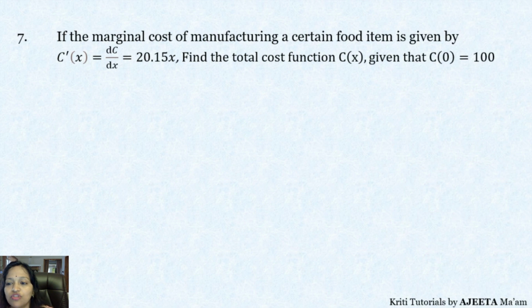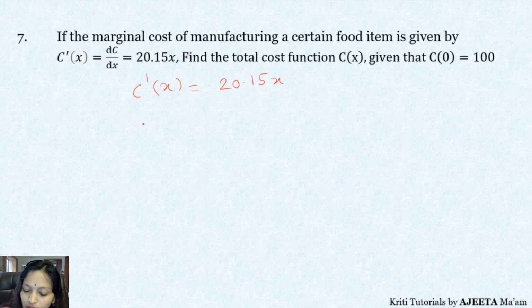If the marginal cost of manufacturing a certain food item is given as so and so, find the total cost function. Now, this is a very simple question, right? Based on economic applications also. So C dash x is given to you, 20.15x. Now, for finding C(x), what are we going to do? We are going to integrate both the sides, right? That's a very simple concept, right?